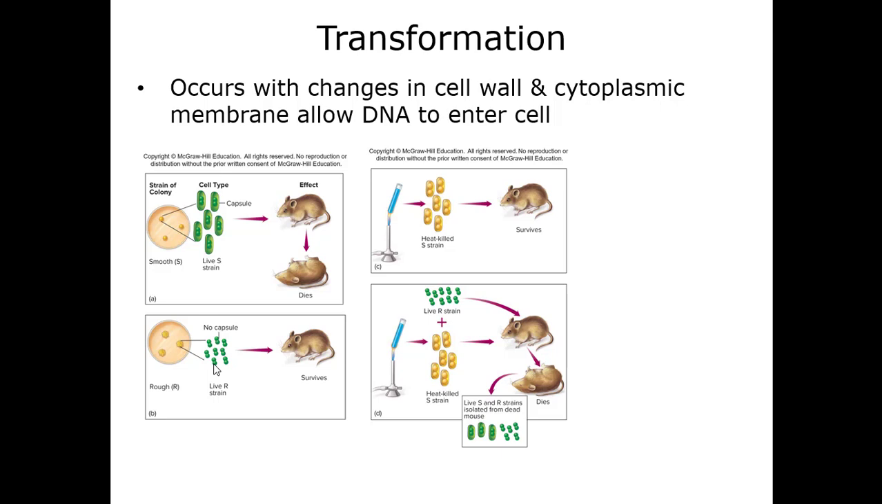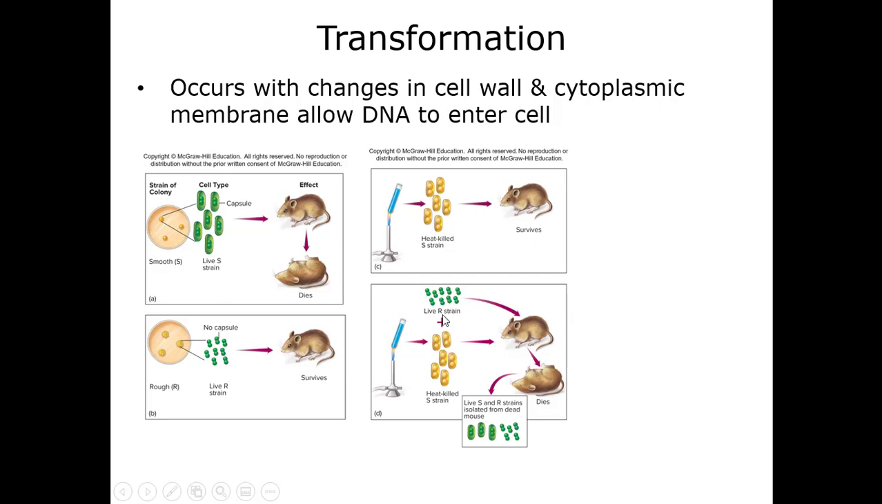However, we're going to heat kill the smooth strain. And if you kill the bacteria and you put it into a mouse, it's going to live. However, if I mixed some live rough strain with some heat-killed S strain, this allowed the mouse to live. But if I mix these two together first, and then I put it in the mouse, the mouse died.